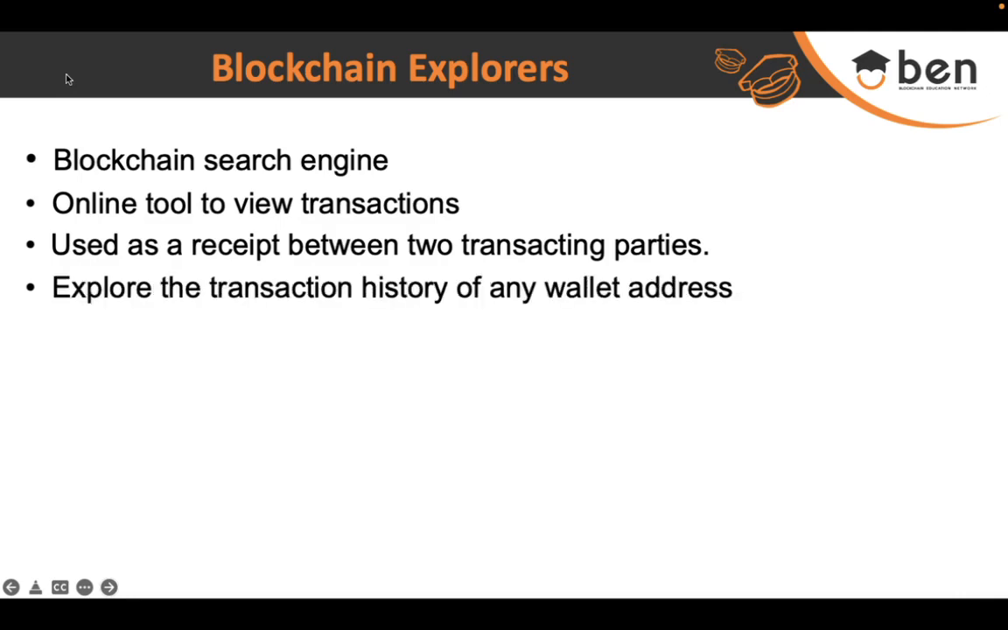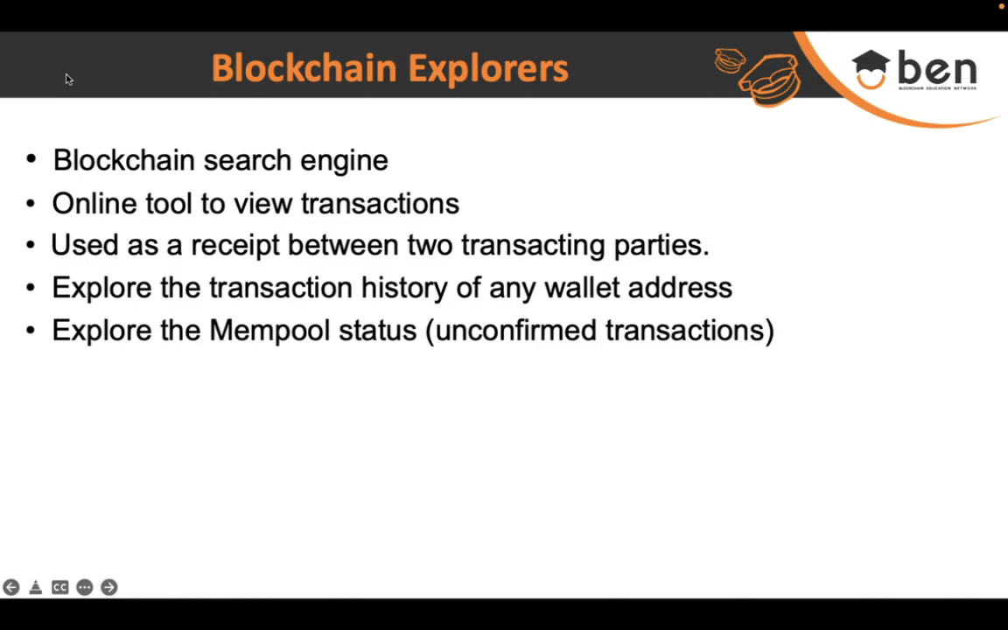Then, explore the transaction history of any wallet address. For example, I want to see what transactions I made in the last month. I can simply copy my wallet address, paste it in the search bar, and it will display all the transactions. I can apply filters, and maybe for the past month I can view all the transactions which have happened through my account.